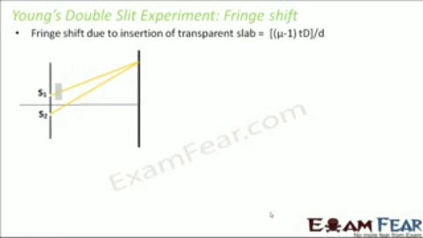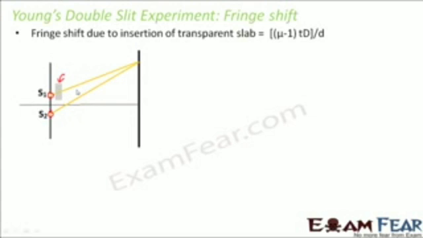Now, the next thing that we will discuss is what happens if we introduce a slab in the path of one of the waves. If you look at this picture, it becomes more clear. Till now, you had 2 slits, S1 and S2, and the waves coming out from these 2 sources reach the screen and you see the interference pattern. Now, what if we introduce this slab? As you see here, this is a transparent slab which has been introduced in the path of one of these waves.